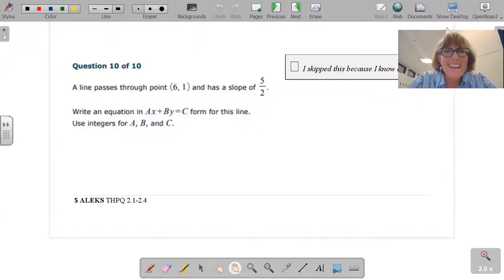Good morning, students. This is an explanation for problem number 10, the very last problem of the ALEKS take-home practice quiz. I realize my explanation for problem number 10 is actually incomplete.